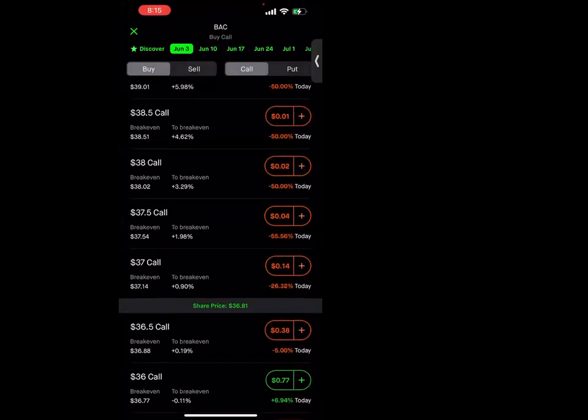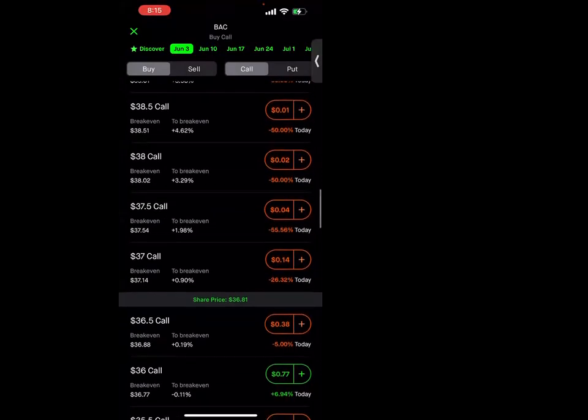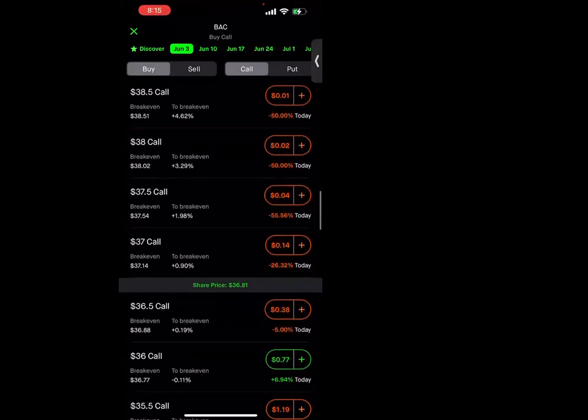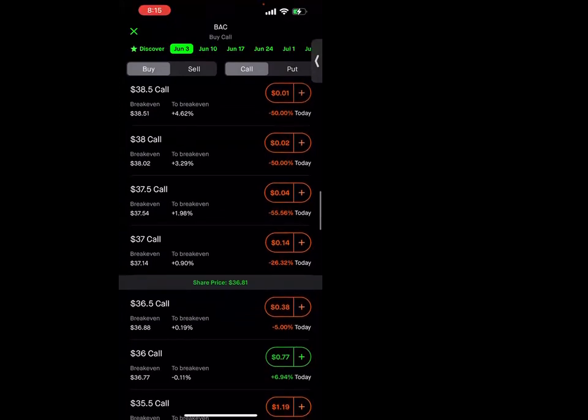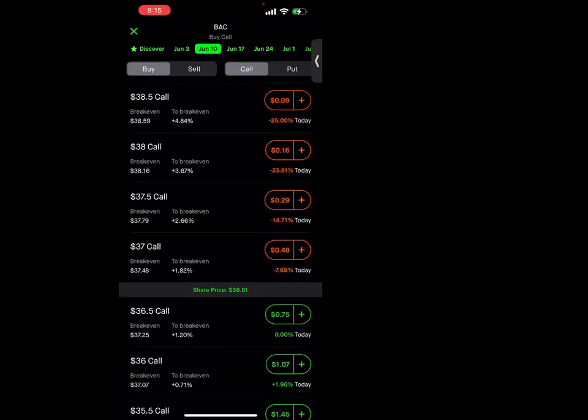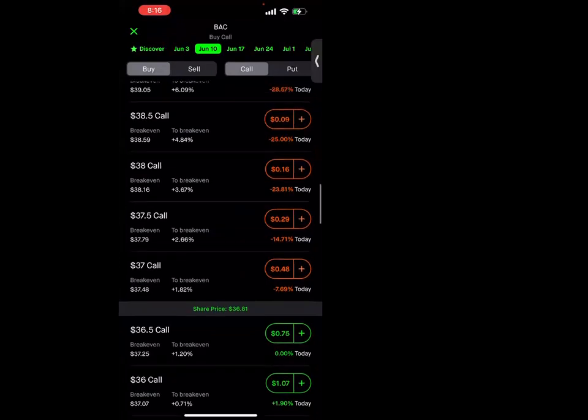So one thing is, I'm going to talk about the expiration dates, but I'm going to start talking about the Greeks so it can tie in. So before I get into the Greeks, look at this. Just keep in mind that we're going to look at this $37 call and this $37.5 call, right? It is June 3rd. The 37.5 is worth $4 a contract. The 37 is worth $14 a contract, right? If we move over to June 10th, the $37 call now is worth $48 versus $14. And this one is $29 versus $4, right?